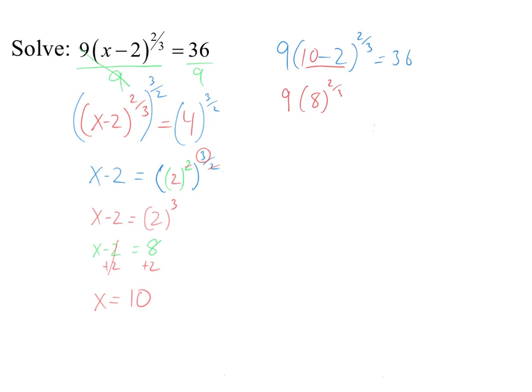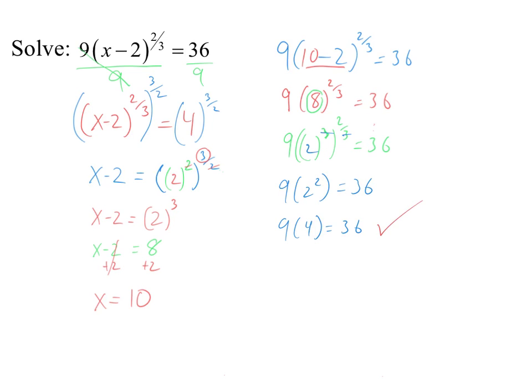I'm checking my work. Now, don't I want 8 here to be something to a 3rd power? So I need that to be a 3rd power here. So what to the 3rd power gives you 8? 2. Won't the 3's cancel? Isn't this 9 times 4 equals 36? Does that look right? Yes. That works, so that is my answer.